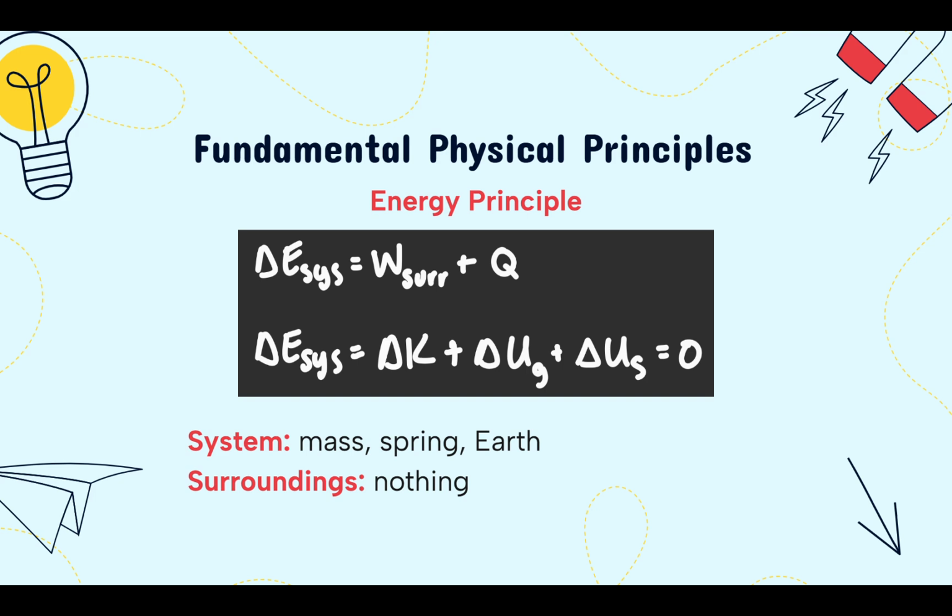The energy principle is also essential. It describes how a system's energy shifts based on work and thermal exchanges with its surroundings. Here, our isolated system, the mass, spring, and Earth, had no outside interaction, so its energy should remain unchanged, consisting of only kinetic, spring, and potential energy.